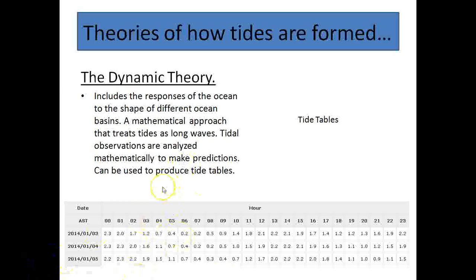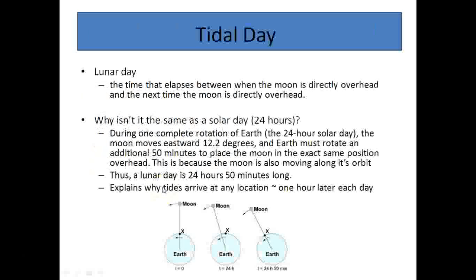So we're going to take a closer look at how you read a tide table, but in order to understand how you read them, you need to understand why it is that there's a difference in when the tide is each day. We need to understand what they mean by a tidal day. Again, the tides depend more on the position of the moon as it's going around the Earth.